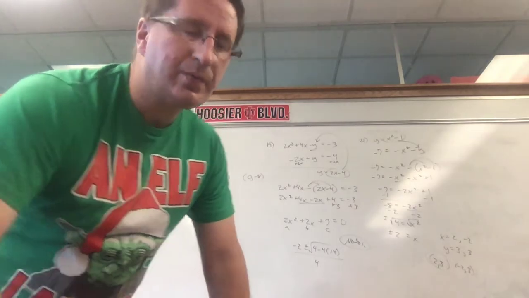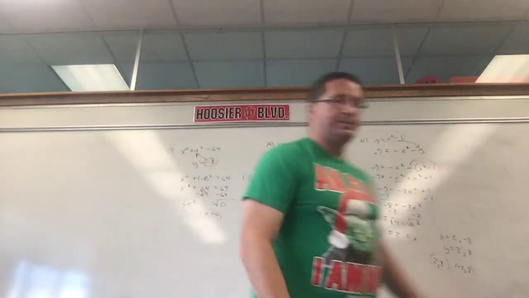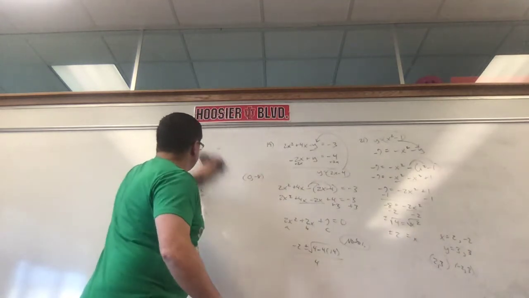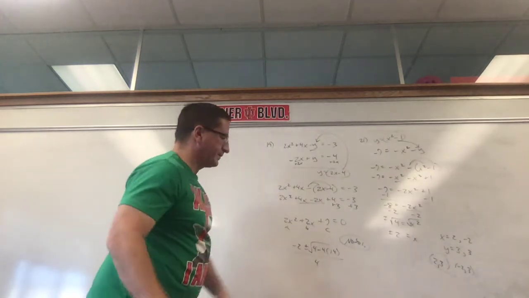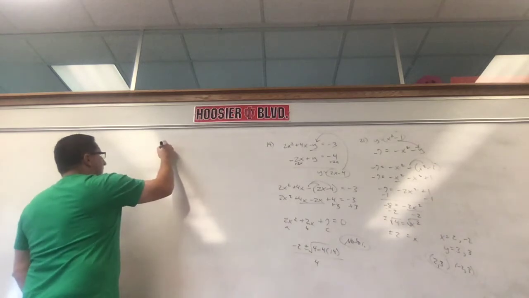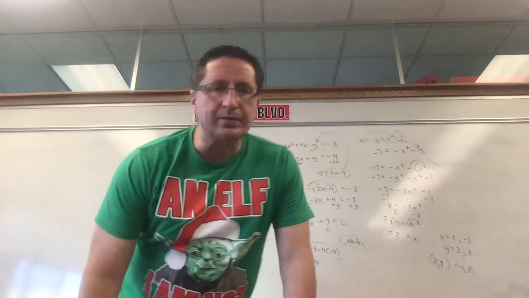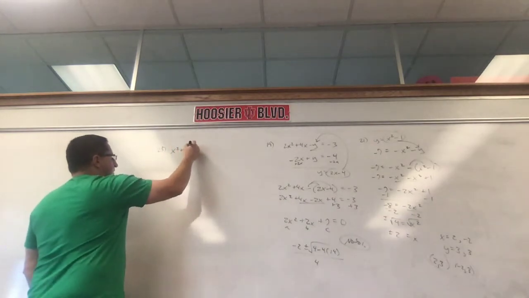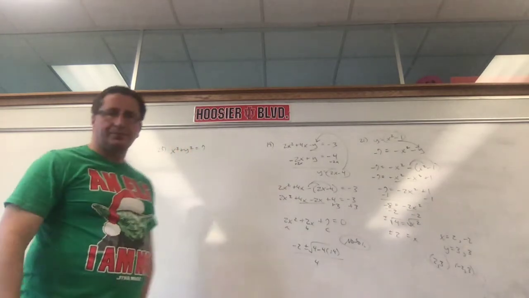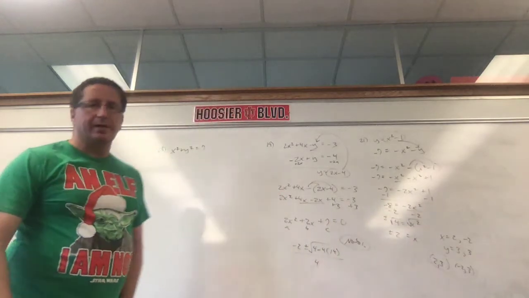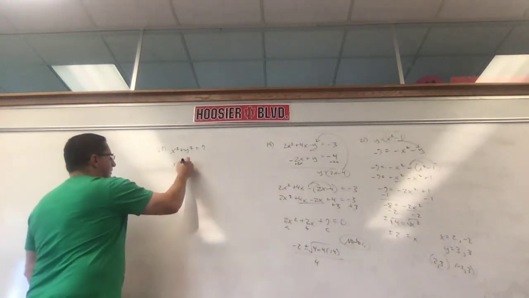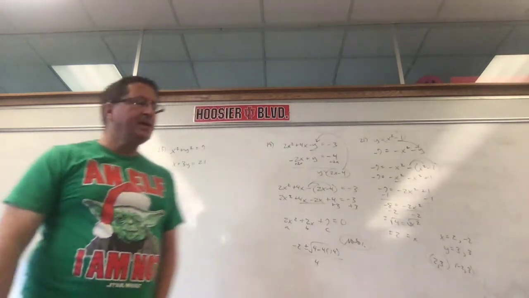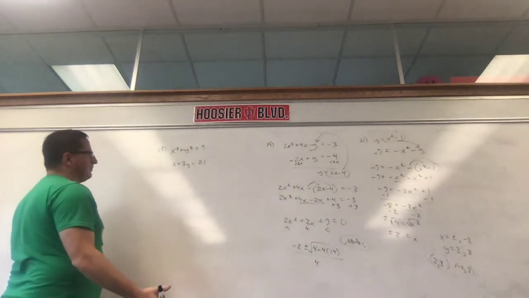All right, number 23. Okay, 23. So we have x squared plus y squared is 7. Again, we have a circle. And x plus 3y is 21. And a line, a circle and a line, okay? Again, we're going to use substitution.